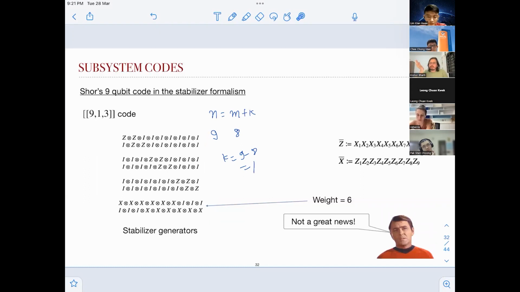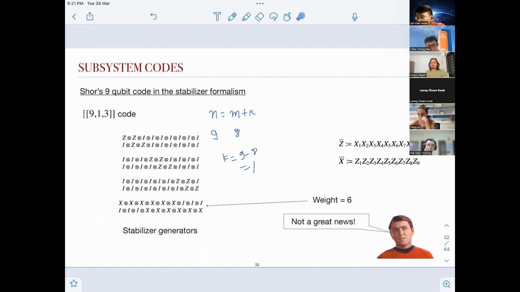So this is all great, but you see that you need to measure these stabilizers to encode information, and that's not great news. These are weight 3 operators, which is okay, but these are weight 6 operators, and that's not great news. And these are the logical operators. That's okay, but you see that. So this is bad. So how can we get around this?